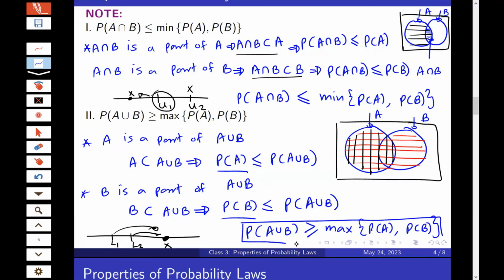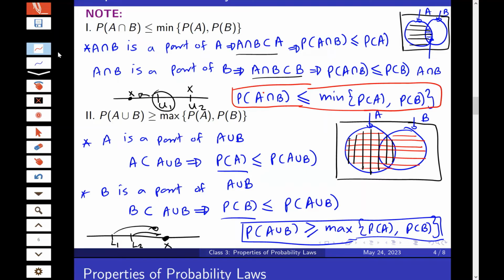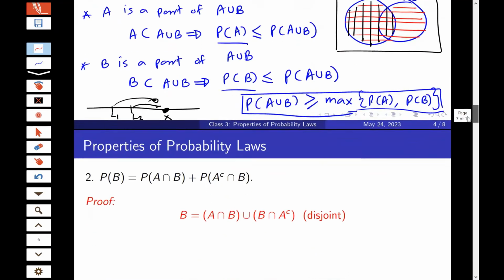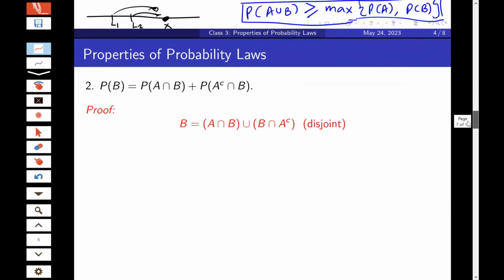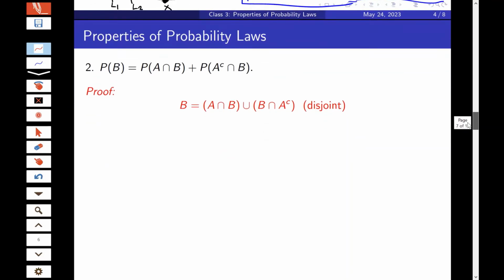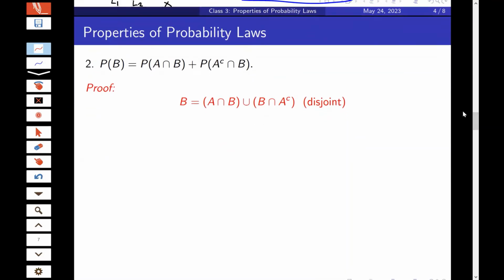But I'm repeating, you don't need to memorize how to obtain these results. If you know how to use them, that's more than enough. Hopefully that makes sense, and if you have any questions, please let me know. And now we can discuss the second property of probability laws.